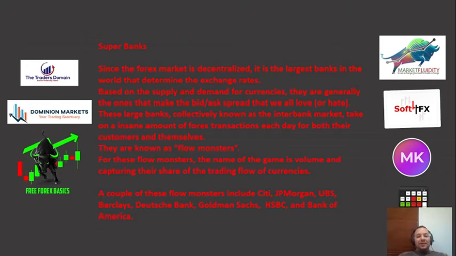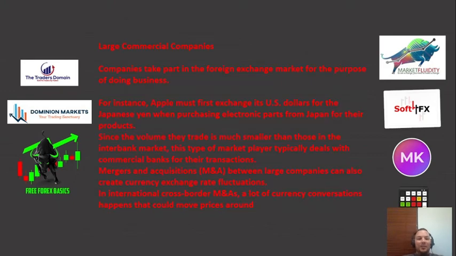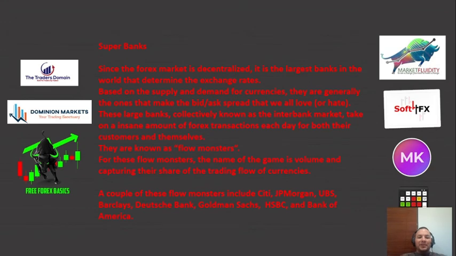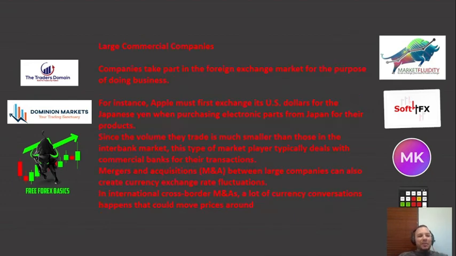Your super banks are your big, what they call flow monsters, the people that actually move the markets, like Citibank, JP Morgan, UBS, Barclays, Deutsche Bank, Goldman Sachs, HSBC, and the Bank of America. Guys, people like this, super banks, they really do determine the exchange rates. But we speculate, observe, and jump in.